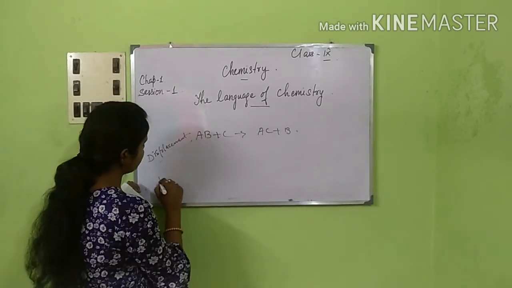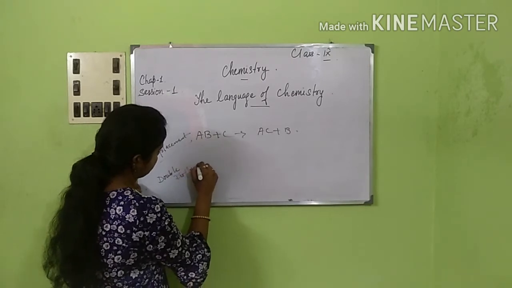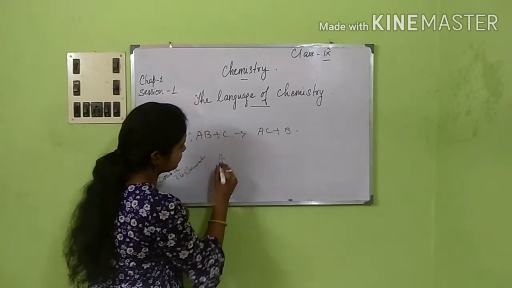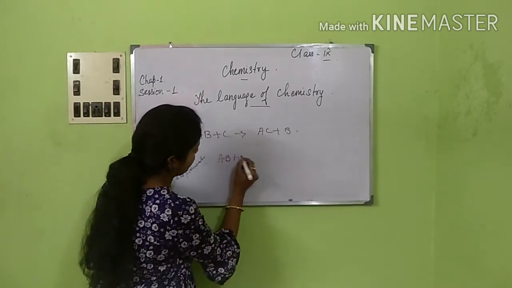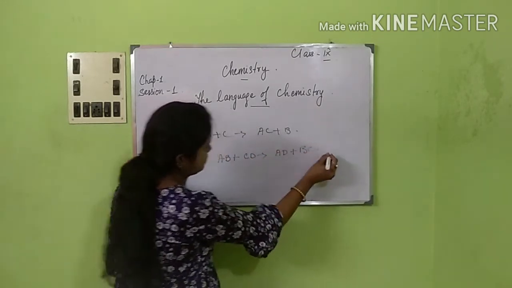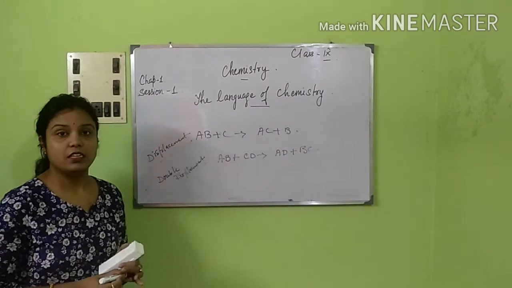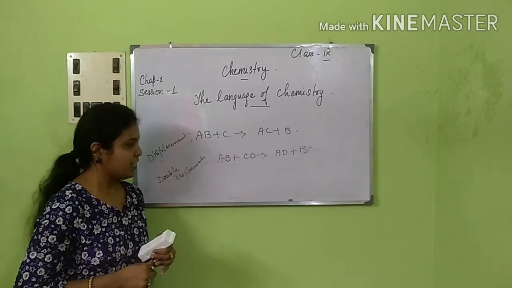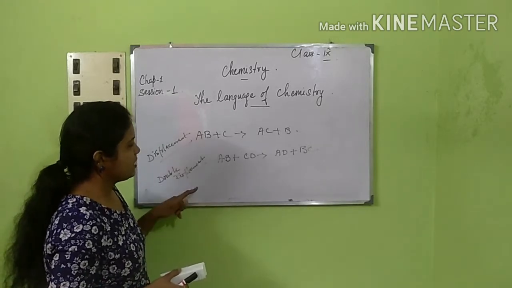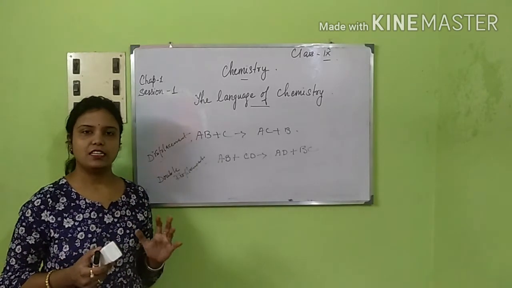And what is a double displacement reaction? Double displacement reaction is AB plus CD gives you AD plus BC. This is the double displacement reaction, that is, the elements get interchanged. I'll come to how to do it right now. Anyway, let us start with the part about balancing.